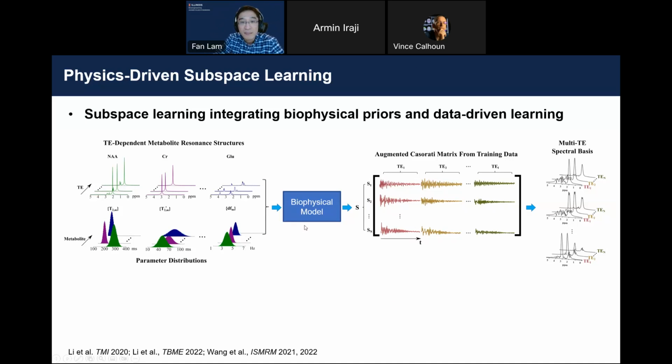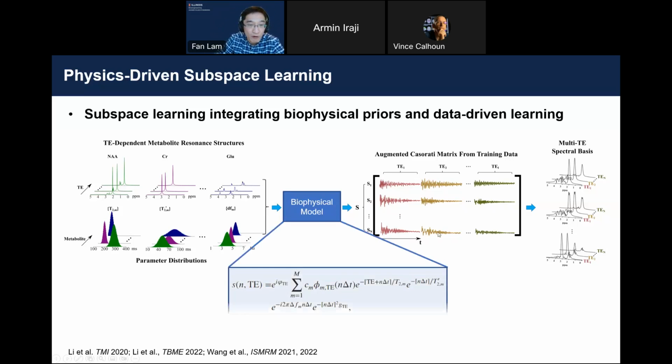And there's been years of study of a well-established biophysical model that describes what a spectroscopy signal should look like mathematically. If you look at this equation, there are some things that can be predicted using physics, such as the phi, which is the quantum mechanical basis here. And then there are a small number of molecular-dependent parameters like T2 and concentration.